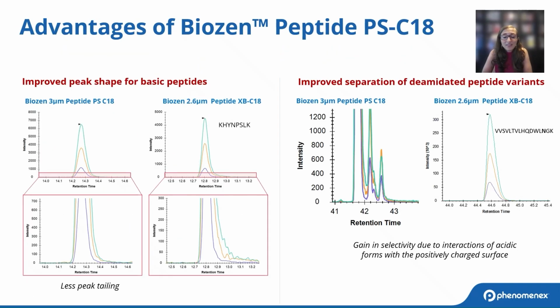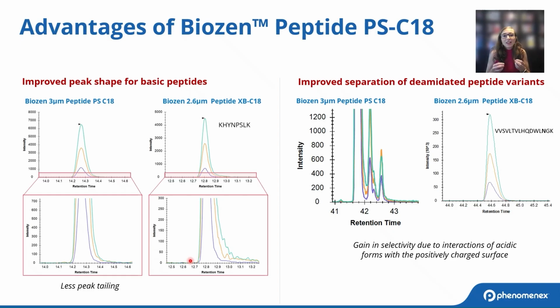Now let's look at the advantages of the positively charged C18 particles. In that case, we have two main benefits. As we were saying, we can have better peak shape for basic peptides, and that's an example that you can see here, where the tailing is less when we are using a PS-C18 column. And we can see that in a set of different basic peptides in a mixed digest, like we were showing earlier.